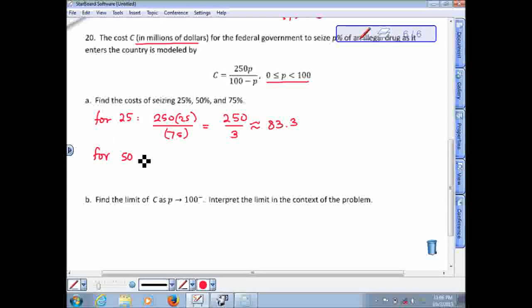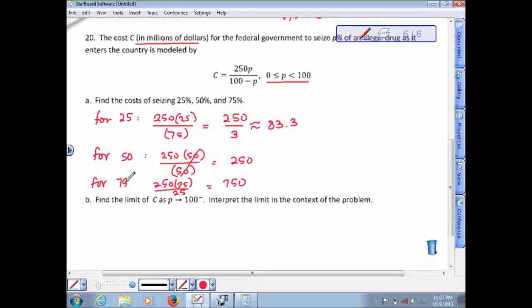Now, if they really up their efforts and are aiming for 50%, that follows the model 250 times 50 over 100 minus 50, which is 50. These two values cancel out, so that's $250 million. So they double their efforts, but their costs more than double, up to $250 million. We're seeing a pattern here. If they increase again, that's 250 times 75 all over 100 minus 75, which is 25. 75 over 25 is 3. 250 times 3 is $750 million.